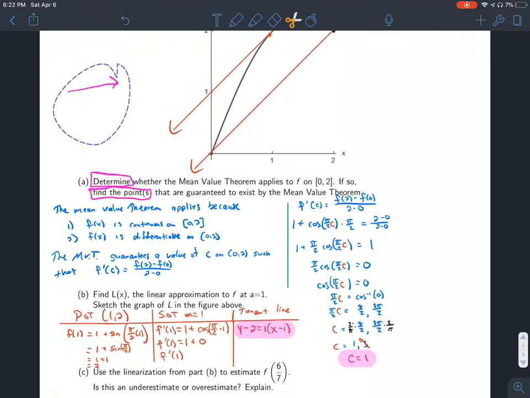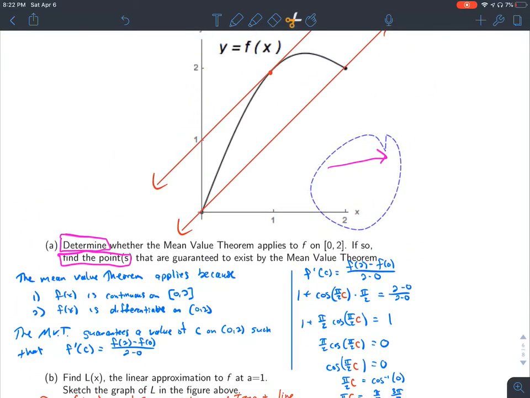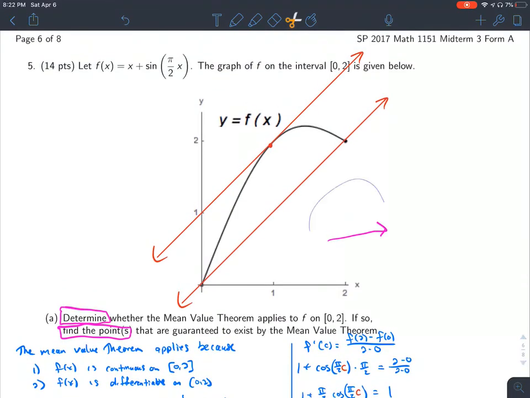So what is the mean value theorem? Well, it tells us that there guarantees a value of c, so that's some x value that we're calling c, on the interval from 0 to 2 such that the instantaneous rate of change is equal to the average rate of change. So the slope of a tangent line is equal to the slope of a secant line. To find the slope of a secant line, that's the right side here, you take the slope like you did in algebra 1, change in y over change in x, f of 2 minus f of 0 over 2 minus 0. We're using 2 and 0 because that's the endpoints of this interval.